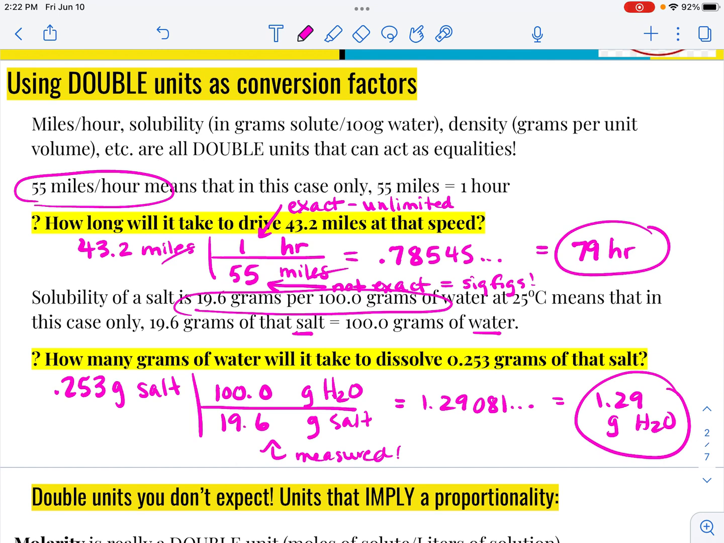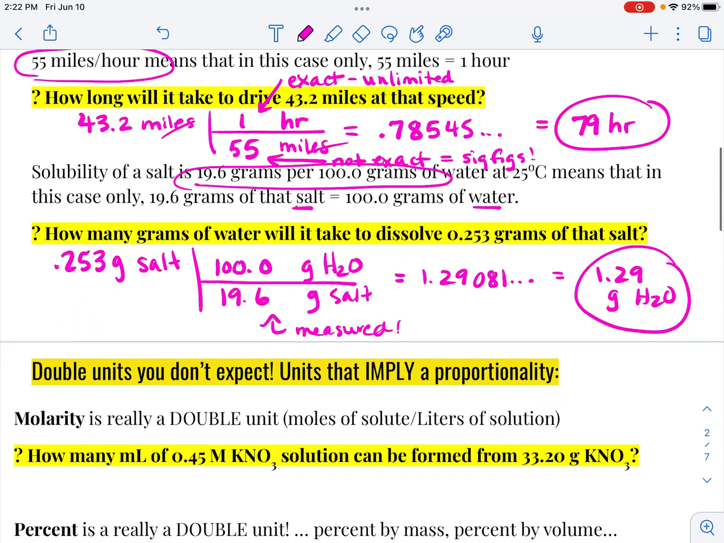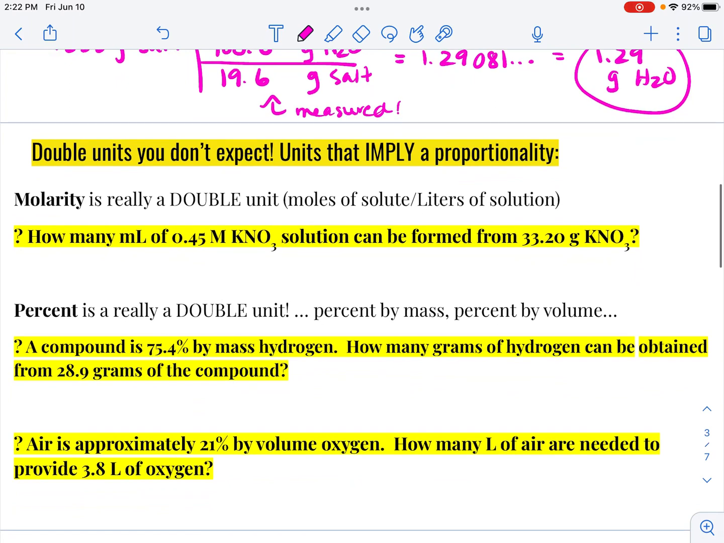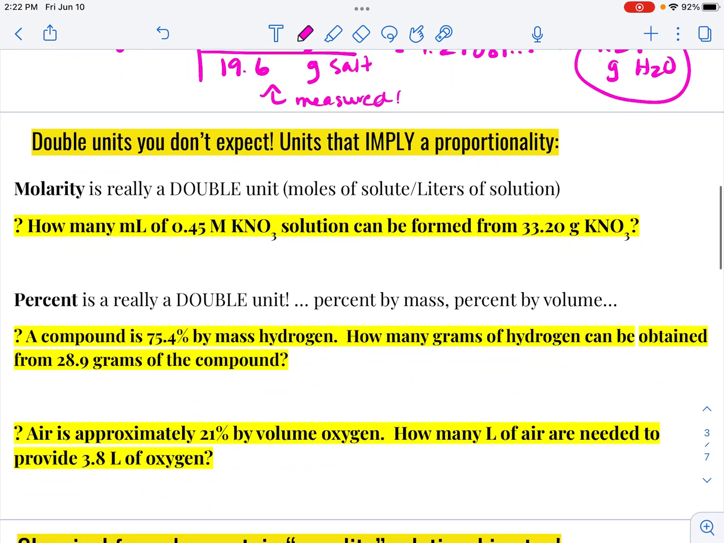I didn't feel like the answer made sense. Always make sure your answer makes sense. Okay, so that ends double units as given as conversion factors, but I do want to talk about a few others that you might not expect.